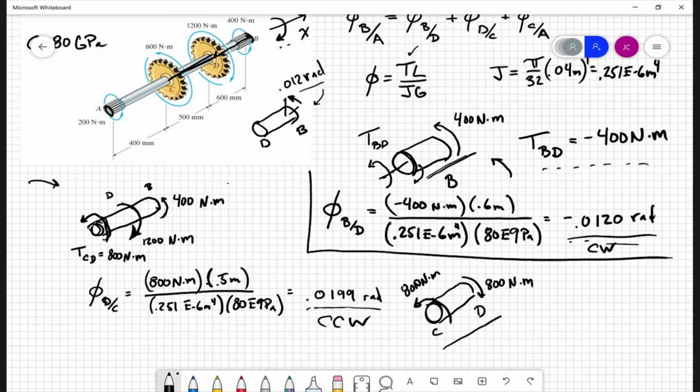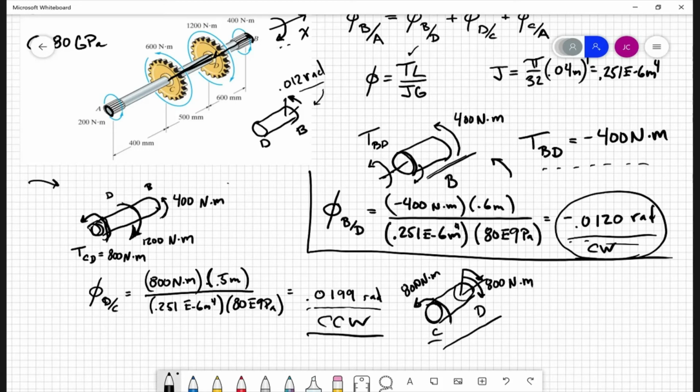Well, in this particular case, if we were to look at the rotation of face D relative to C, it's going to rotate in this direction, right? Which is in the opposite direction of the rotation of B relative to D. As you look at it down from point B, it's rotating in the counterclockwise direction. So it's a counterclockwise rotation.